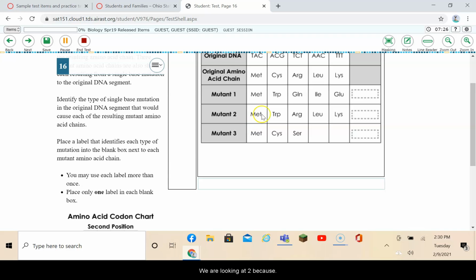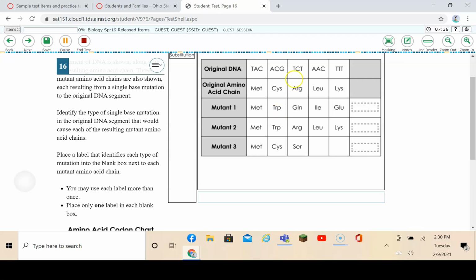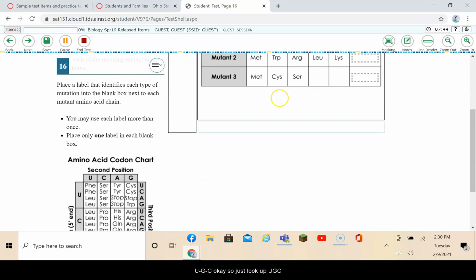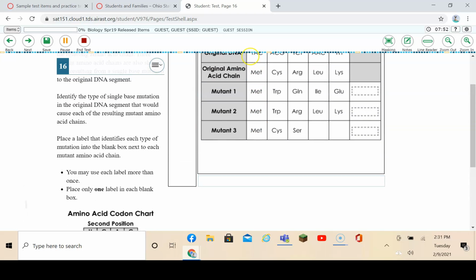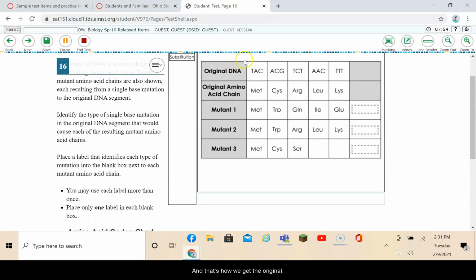We're looking at mutant 2 because everything is the same in mutant 2 as there is in the original chain except for the TRP. So what was our original RNA? Our original RNA would be UGC, okay? So let's look up UGC. U, G, and C, CYS, okay? And that's how we get the original.